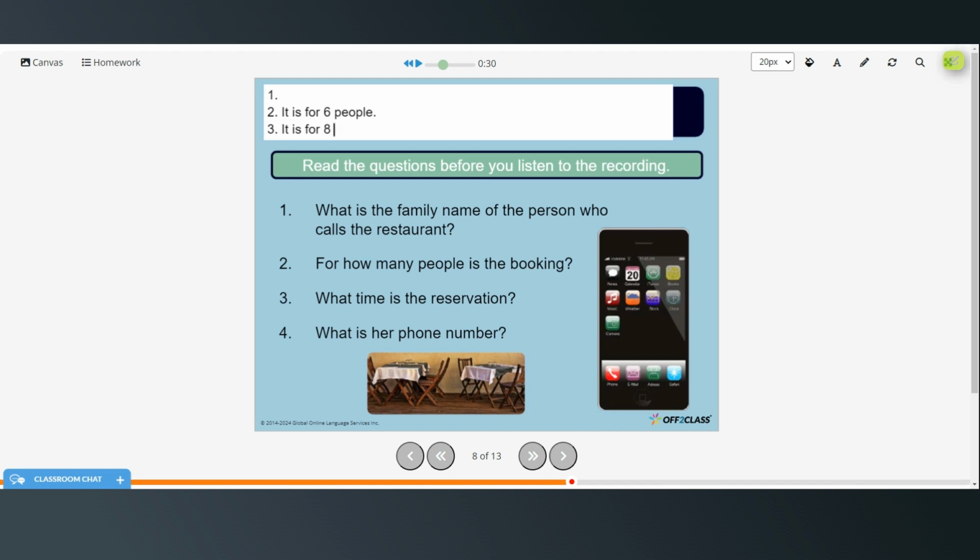And your name? Rodriguez. Okay, that's R-O-D... Rodriguez, and my number. Okay, so Rodriguez. She said Z. In American English, we usually say Z, but you can say Z or Z. And then she's going to give her phone number.